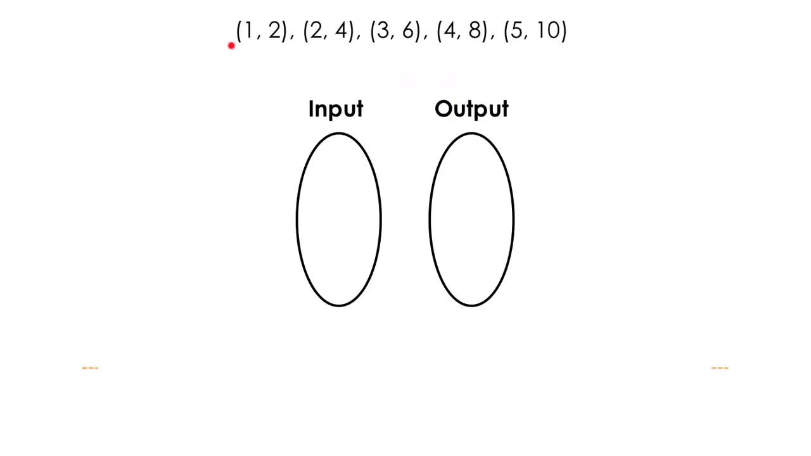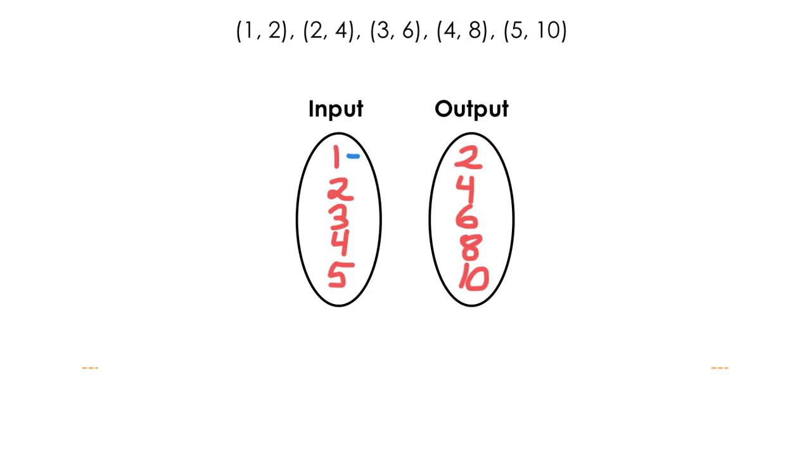So here I have a list of ordered pairs. Now in each ordered pair, it's a pair of input with output. So I can take my list of ordered pairs and I can split out the inputs and the outputs, and I can create what's called a mapping diagram.